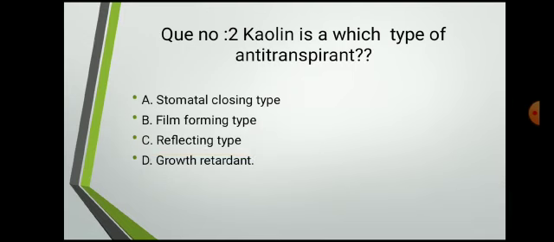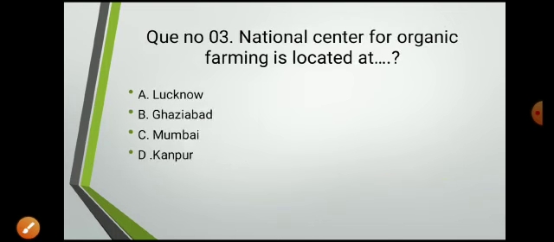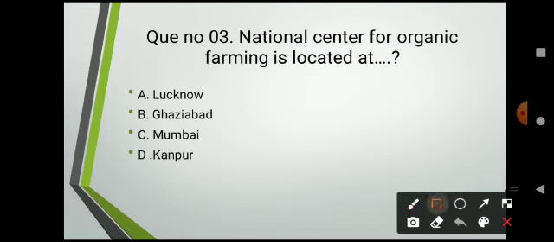Next question number third. National Center for Organic Farming is located at, and the options are Lucknow, Ghaziabad, Mumbai and Kanpur, and the correct option is option B, Ghaziabad. National Center for Organic Farming is located at Ghaziabad.